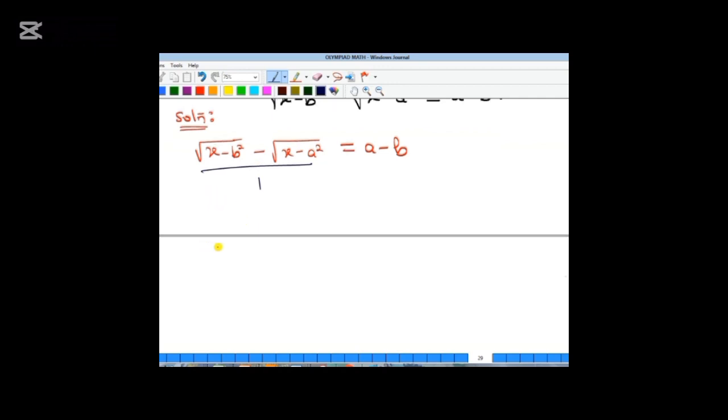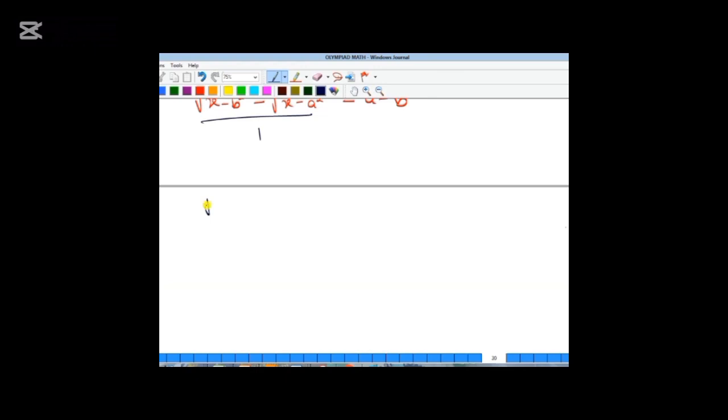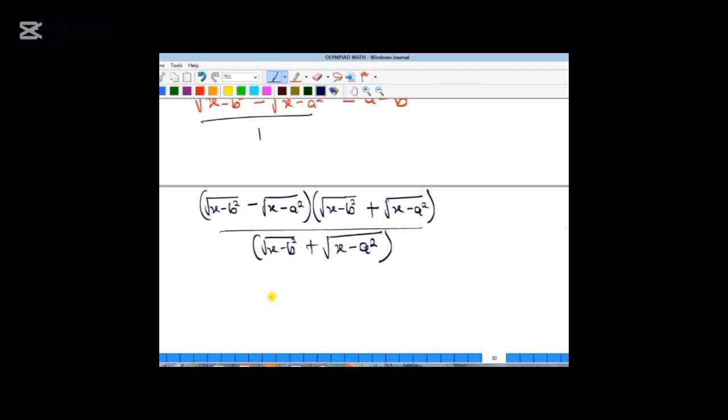So here I'm going to have the square root of x minus b squared minus the square root of x minus a squared now multiplied by the conjugate, which is the square root of x minus b squared plus the square root of x minus a squared. Okay, and then in the denominator we will now have, of course I can still cancel it out and I will get what I have. Now my right-hand side will still be a minus b.